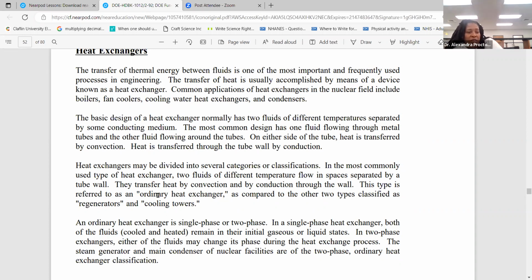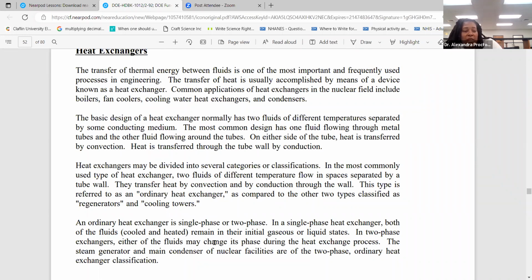In the most commonly used type of heat exchanger, two fluids of different temperature flow in spaces separated by a tube wall. They transfer heat by convection and by conduction through the wall. And this type is referred to as an ordinary heat exchanger as compared to the other two types that are classified as regenerators or cooling towers.